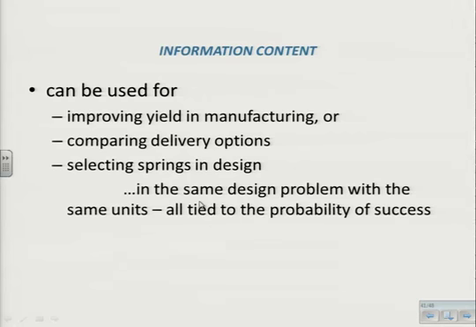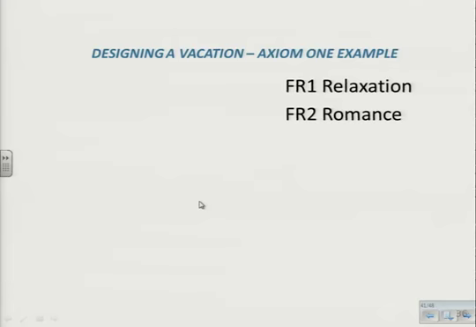All right, so there's many things that we can do in improving yield, comparing delivery options even, and they're all tied to the probability of success. Let's take a look at a design example that seems to have nothing to do with engineering, and I want to try to establish how broad the application of these axioms are. So this might seem like a kind of funny example, but it's got some opportunities to learn.